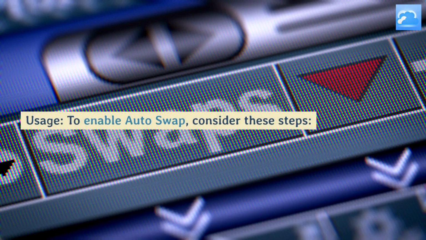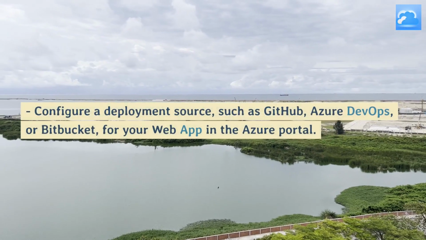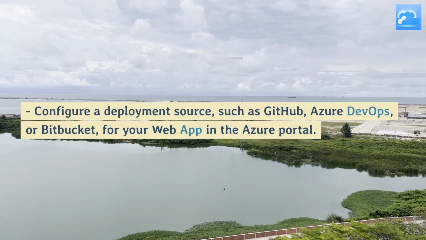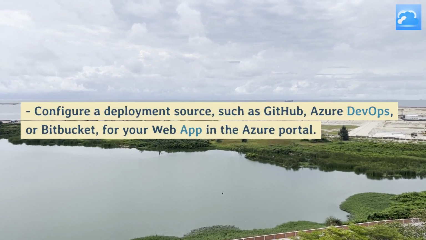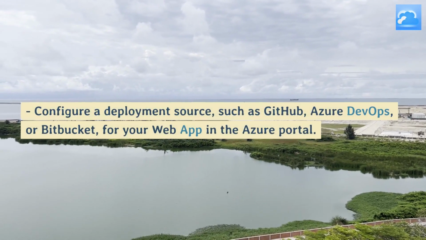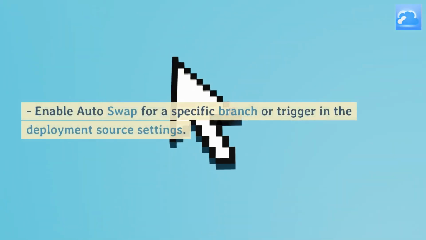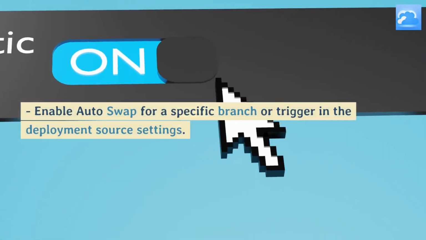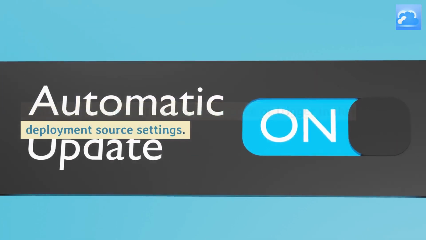Usage. To enable auto swap, consider these steps. Configure a deployment source, such as GitHub, Azure DevOps, or Bitbucket, for your web app in the Azure portal. Enable auto swap for a specific branch or trigger in the deployment source settings.